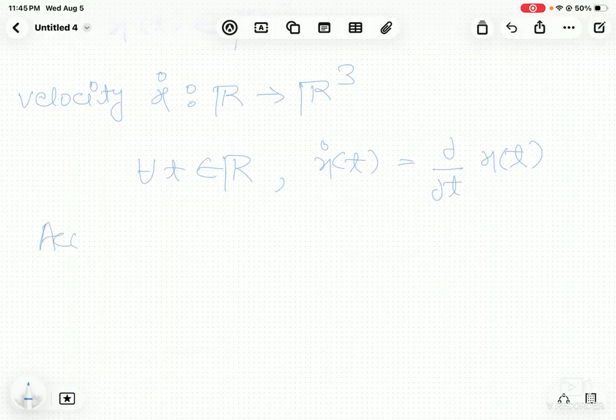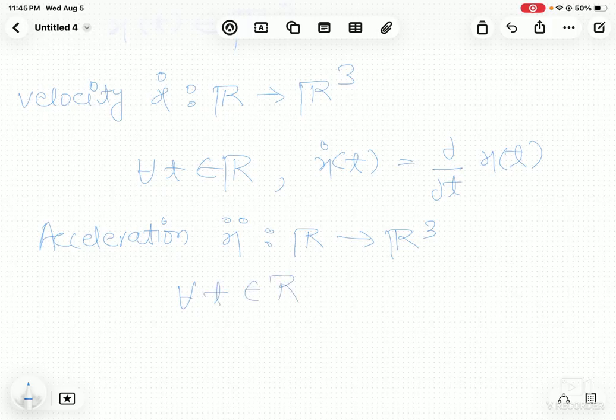Similarly, for acceleration, what we do is we take the derivative of the velocity vector. So it would be similar, and it would be like the double derivative of the position vector.